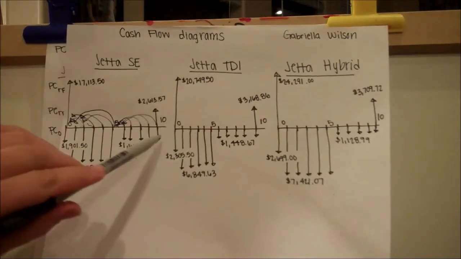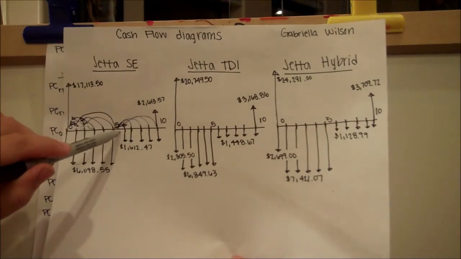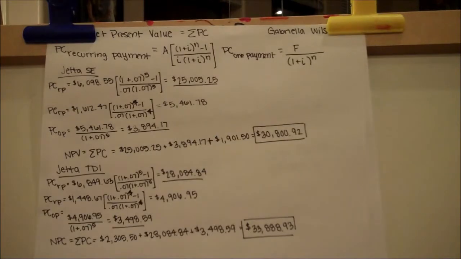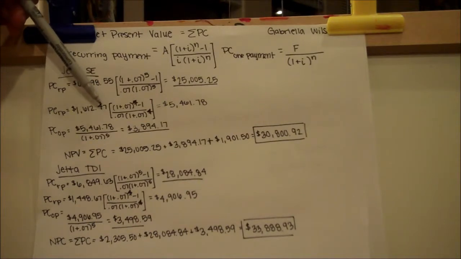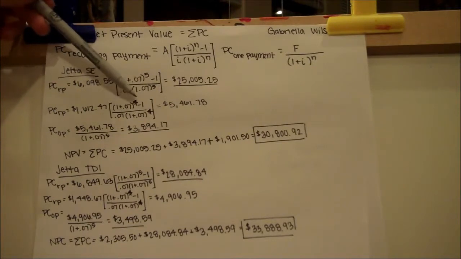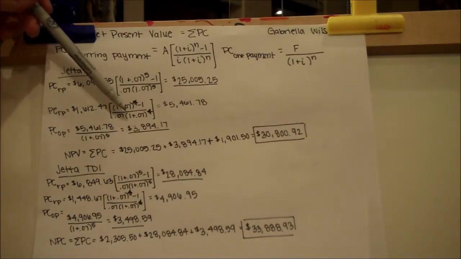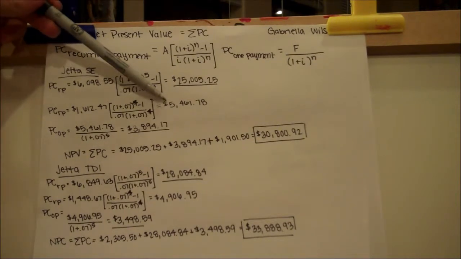Now is the tricky part. This is where we will be taking years 1 through 10, bringing them back to the 5th year, and then from the 5th year we will bring them back to present value. So since those payments are all equal, we will do recurring payments for years 6 through 10. And the amount of the recurring payment during those years is $1,612.47, and that will be multiplied by (1 + 0.07)^4, 4 years, minus 1 divided by 0.07 multiplied by (1 + 0.07)^4.